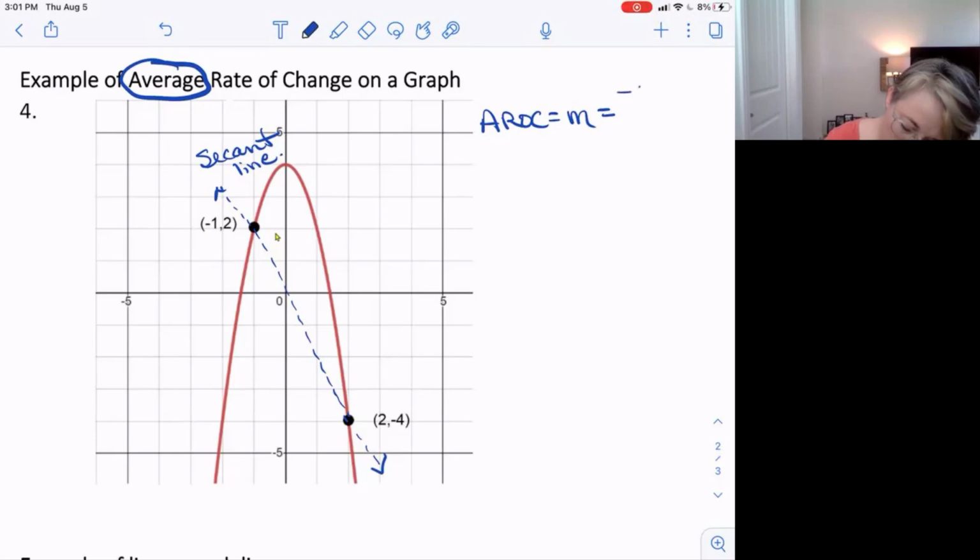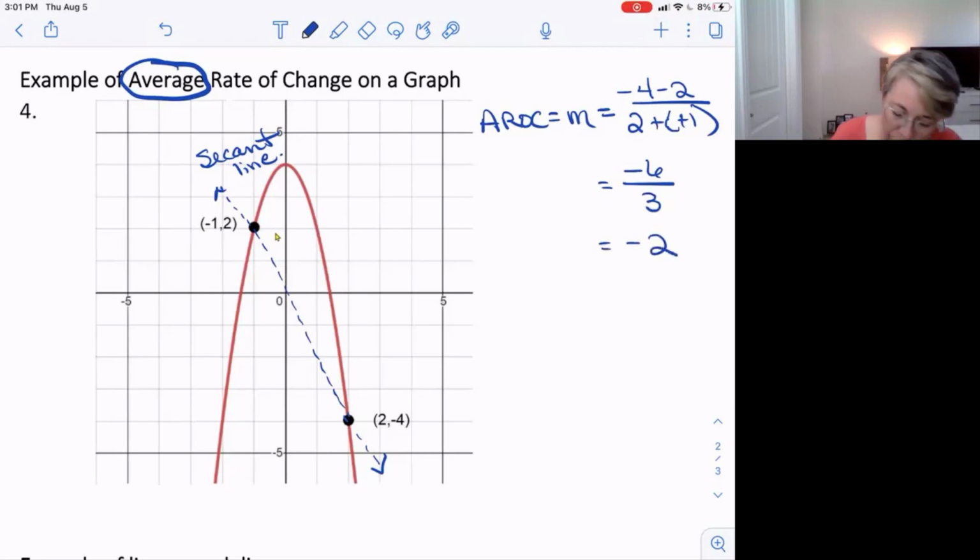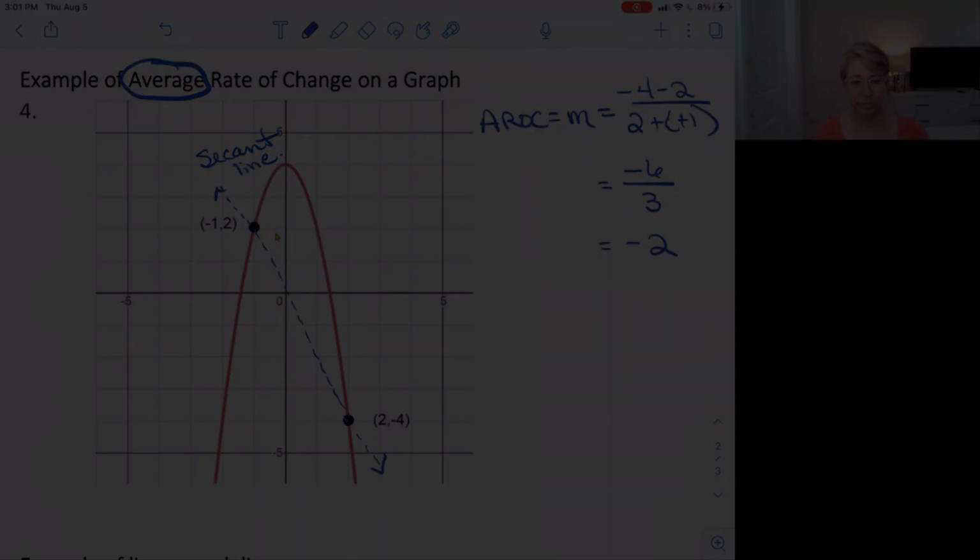So we can do -4 minus 2, those are the y values, over 2 minus the -1. So we get a -6 on top. Remember, minus a negative is plus a positive, 3 on the bottom. And we get an average rate of change of -2 for just those 2 points.